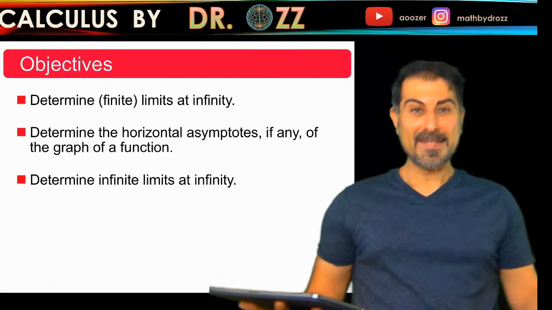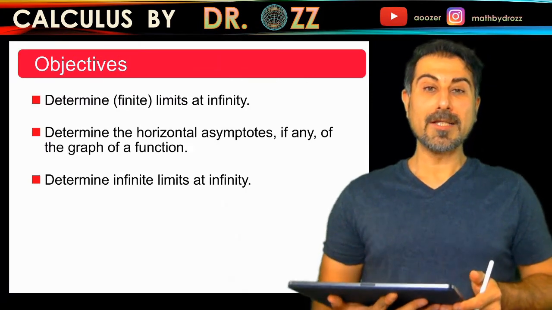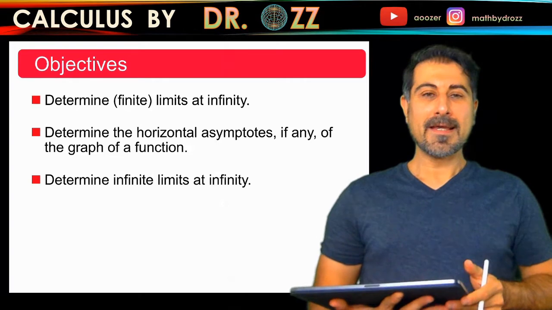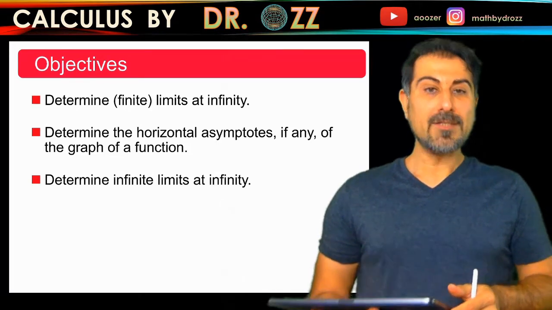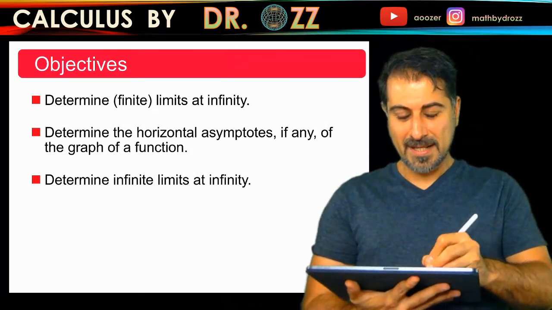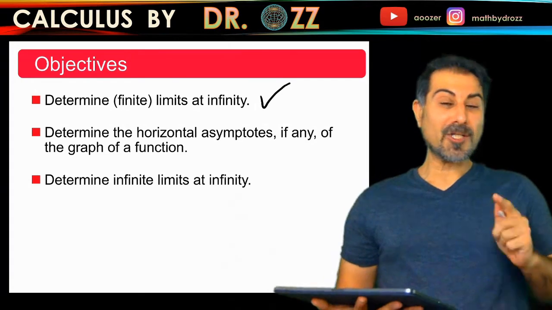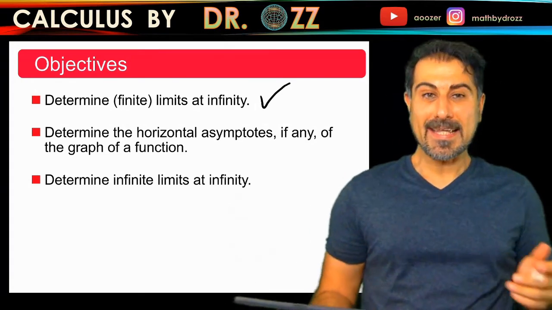This ends the discussion for the first video. We talked about how we can determine finite limits at infinity, using the table of sample values or a graphical aid through your calculator or any other software that you use. So we're done with that. In the next video, we're going to talk about horizontal asymptotes of graphs, if they have any.